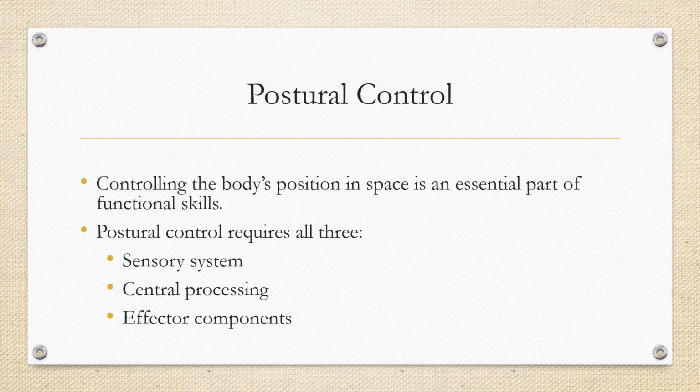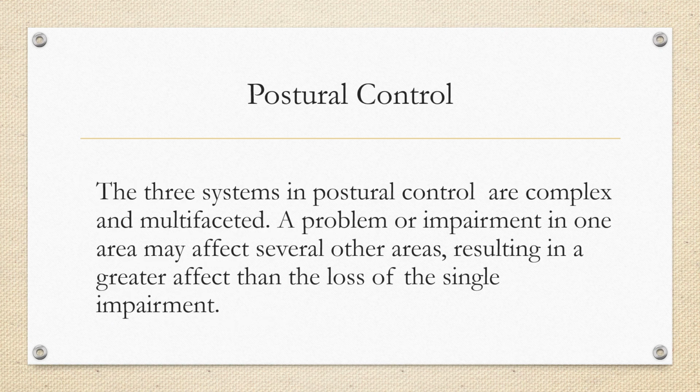Postural control is going to require using the sensory system, the central processing system, and the effector components of the body. All three of these systems in postural control are very complex and multifaceted. A problem or any sort of impairment in one area may affect several other areas, resulting in a greater issue and problem with posture specifically.